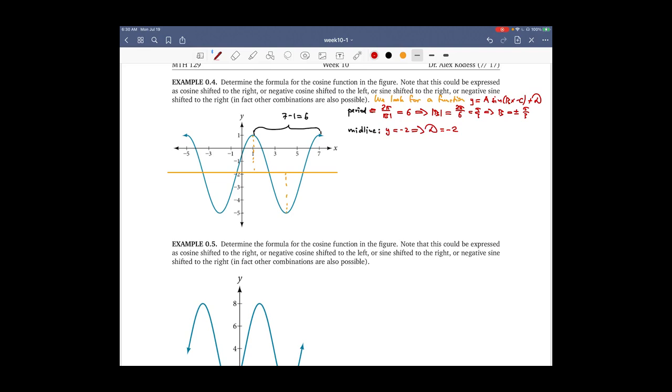And to find the amplitude, we know that on the one hand, the amplitude is the absolute value of A. On the other hand, it's the half difference between max and min. Maximum value seems to be 1. Minimum value seems to be negative 5. So absolute value of A, which is the amplitude, is 3. So A is plus minus 3.